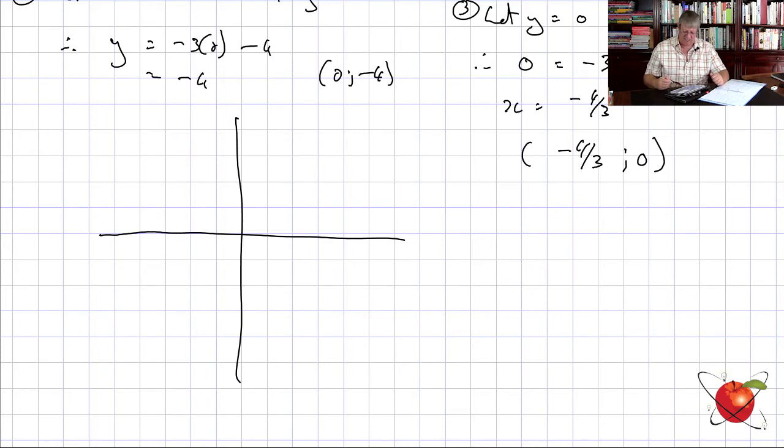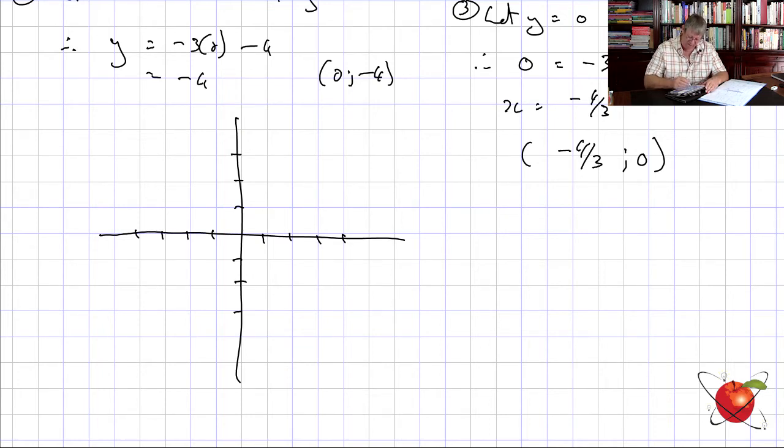Now, just as an idea, when you plot it, sort of gauge like maybe a centimeter is 1. So we say, all right, on mine I've got 1, 2, 3, 4, and minus 1, minus 2, minus 3, minus 4, and 1, 2, 3. Now we can plot our points. So we plot 0 and minus 4.